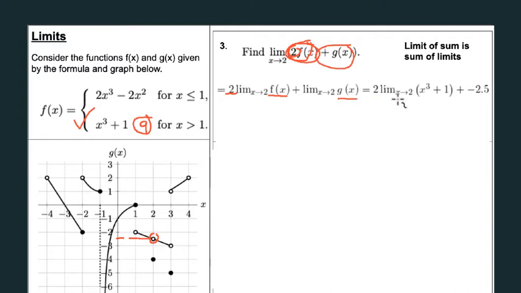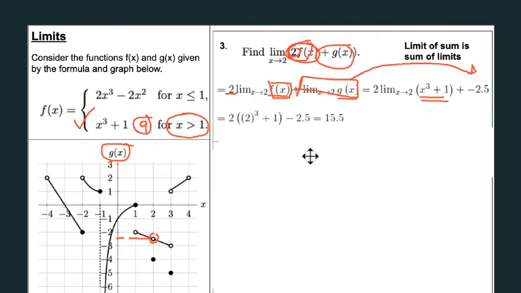Now I have to pick the right version of f at x. Well, if x is approaching 2, I'm using the function for x greater than 1. So I replace it algebraically. I have x cubed plus 1. And then what is the limit as x approaches 2 for g of x worth? g is the graph, so I come down here and look, and it looks like it's negative 2.5.